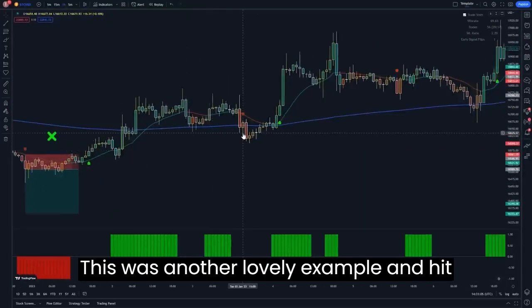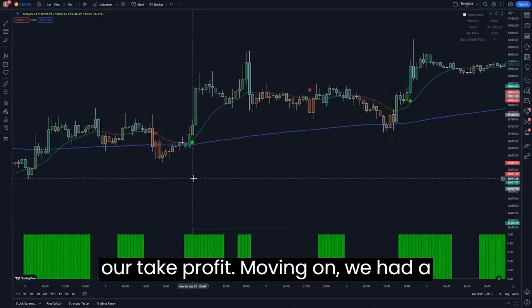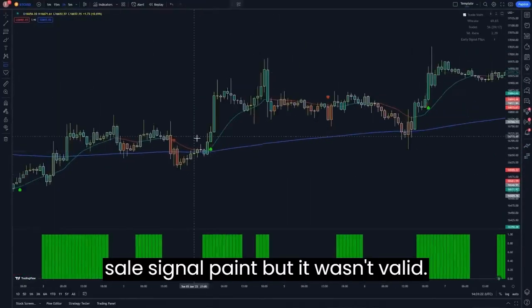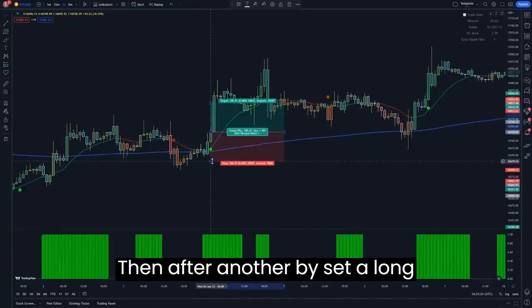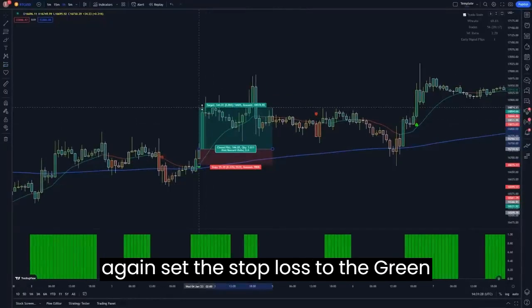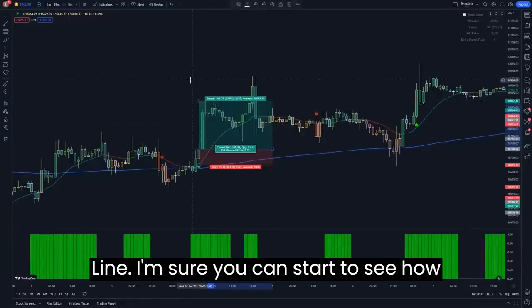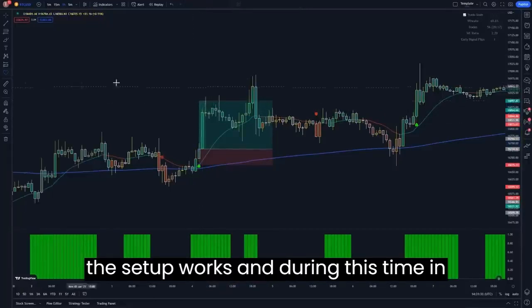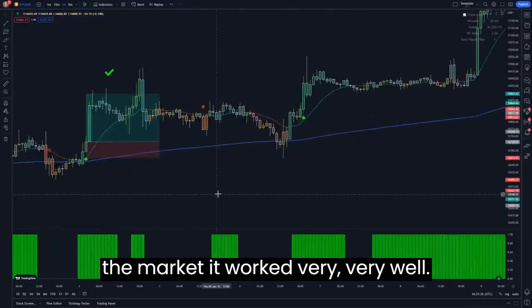This was another lovely example and hit our take profit. Moving on, we had a sell signal paint, but it wasn't valid. Then after another buy, we set a long position at the close of the candle and again set the stop loss to the green line. I'm sure you can start to see how the setup works, and during this time in the market it worked very well.